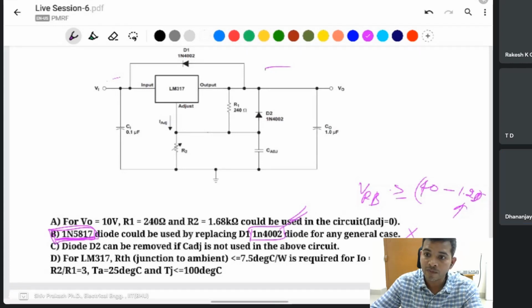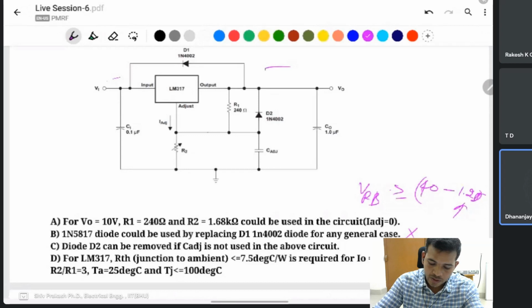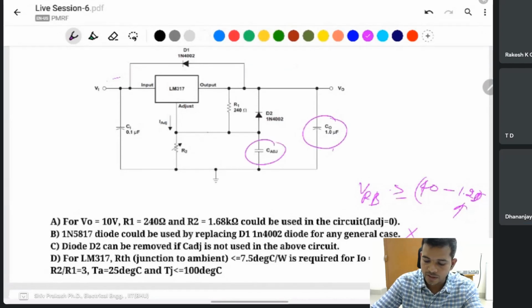So why is the diode required? This one, D2 and D1, is to discharge the capacitor. When the output is shorted, the current will be discharged through the diode. If this one is not present, what will happen? When it is shorted, the capacitor discharges.